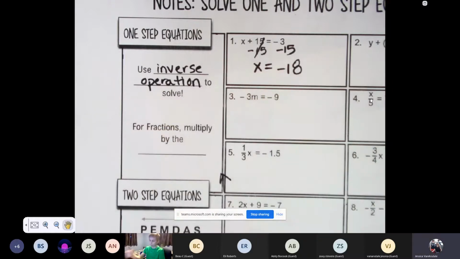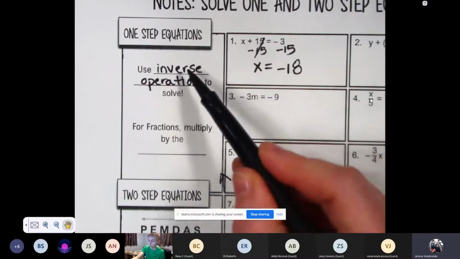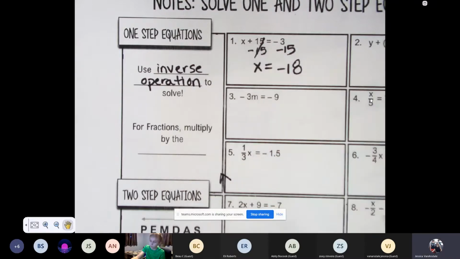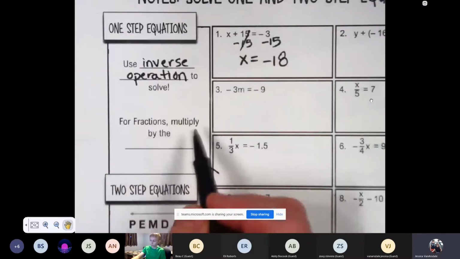We don't want to lose the vocabulary and learning exactly why we're doing what we're doing. So you go to the operation that's given, and you do the inverse to solve. So if it's add, we're going to subtract to solve. Same thing for, let's do one that's a little bit harder on the one-step. By fractions, multiply by the what?